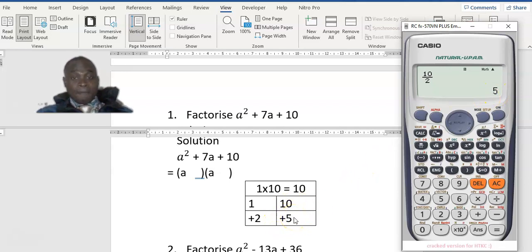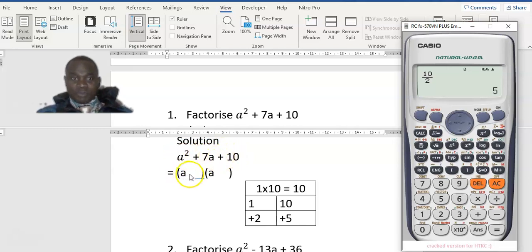So the next thing we are going to do is, if I add this 2, I must get the middle number. So I'm going to add and see. So 2 plus 5 gives us what? 7. Wow, we got it. So it means this 2 and 5, they are factors which satisfy this quadratic expression.